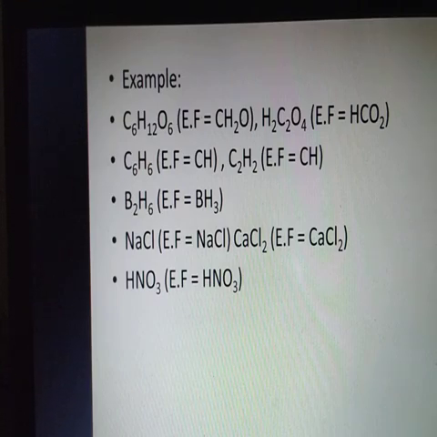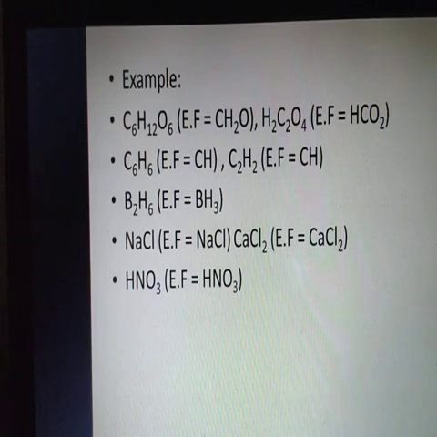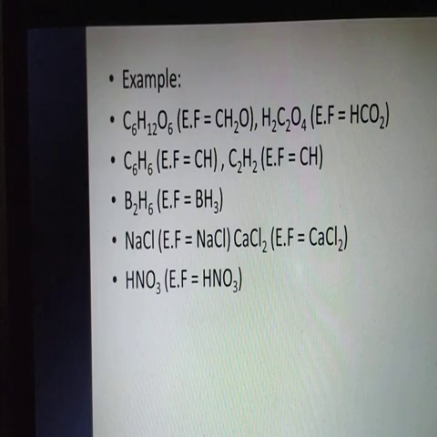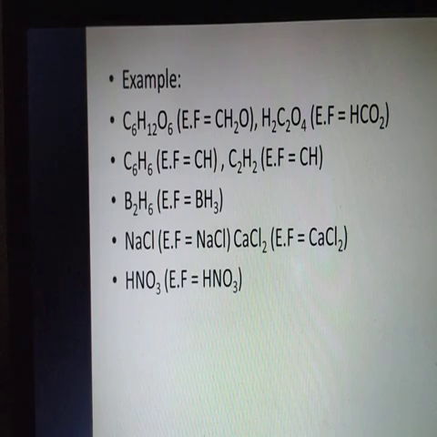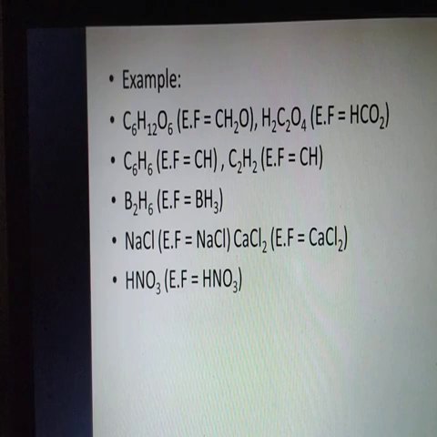So will that be enough for a person to understand? If I write CH only, will you be able to understand which compound I'm actually specifying, whether it's acetylene C2H2 or benzene C6H6? So for this reason, the empirical formula became obsolete.